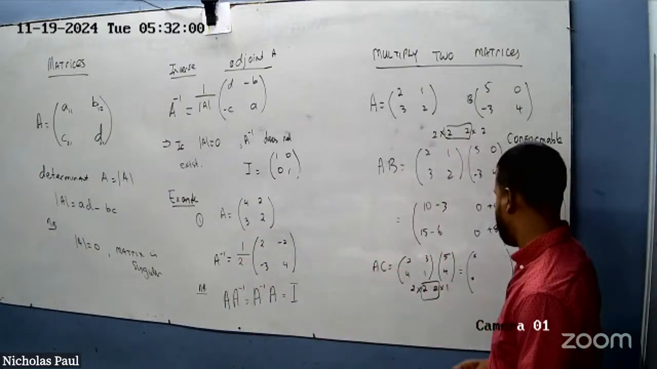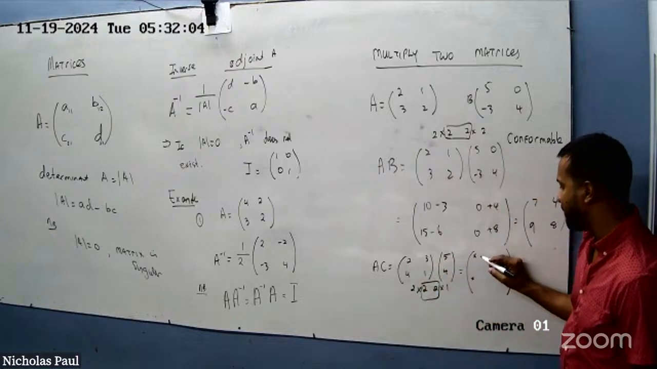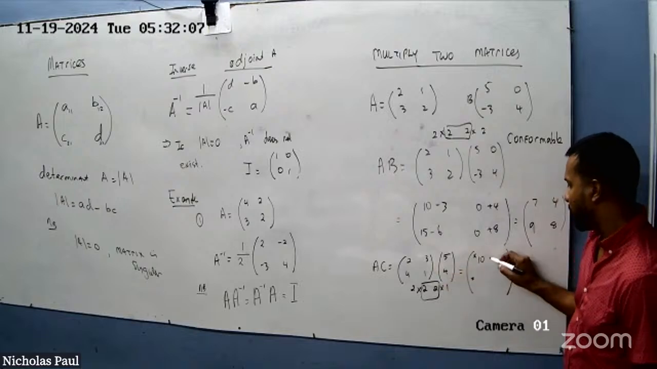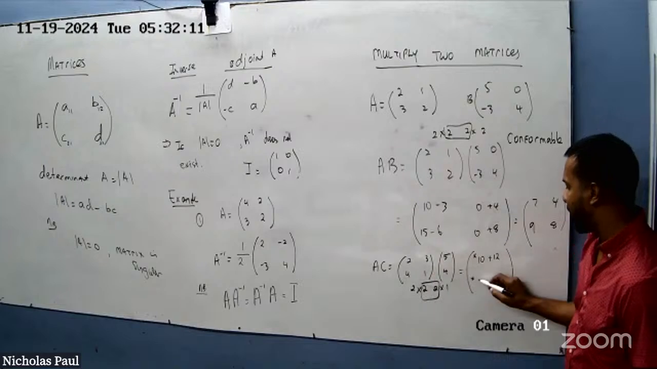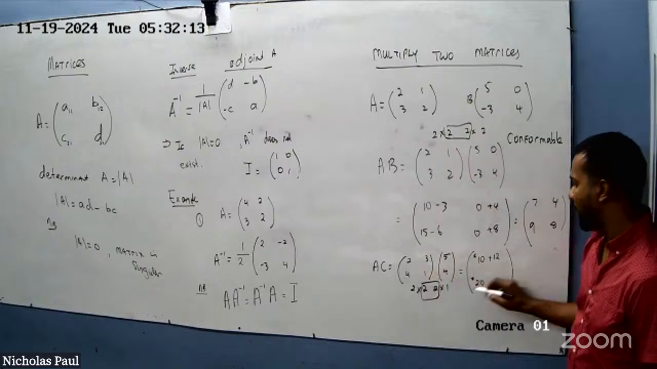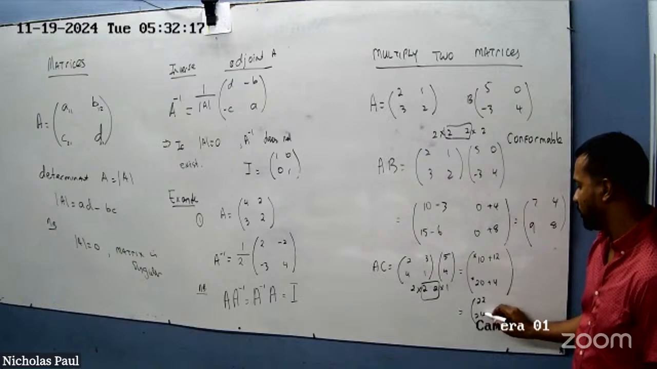All right, let's see what you got. So you multiply row by column, 2 by 5, that's 10. 3 by 4, that's 12. Row by column again, 4 by 5, that's 20. 1 by 4, that's 4. So you end up with 22, 24.